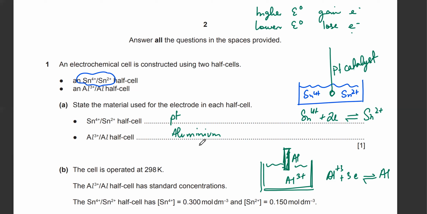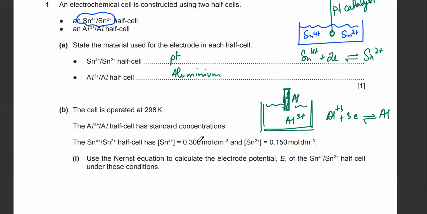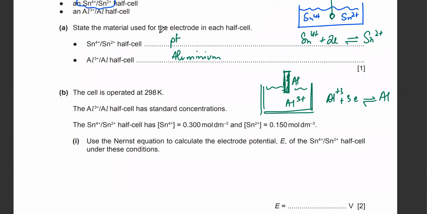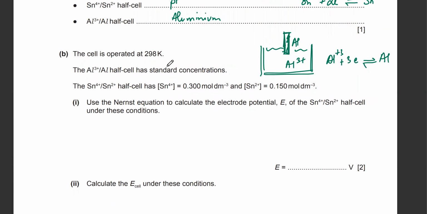Okay, is this clear? Yes or no? I said, you think that there are standard concentrations and the 2 electrodes are connected together. So he's saying, use the Nernst equation.